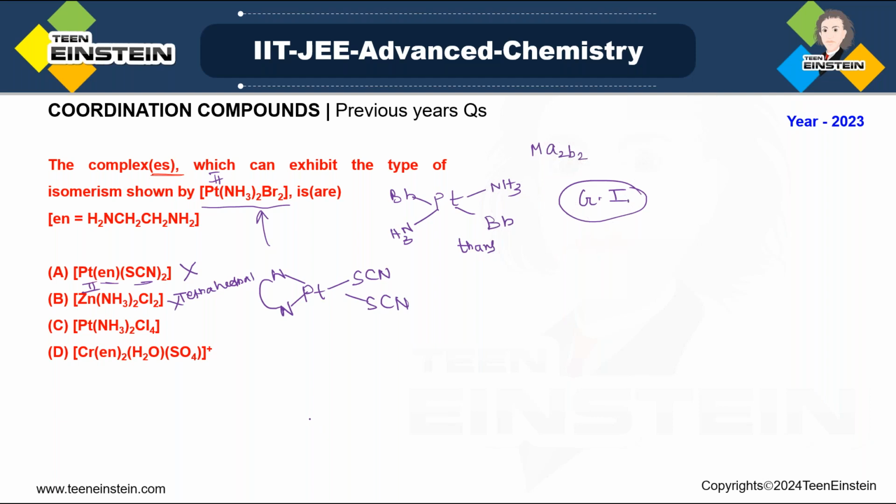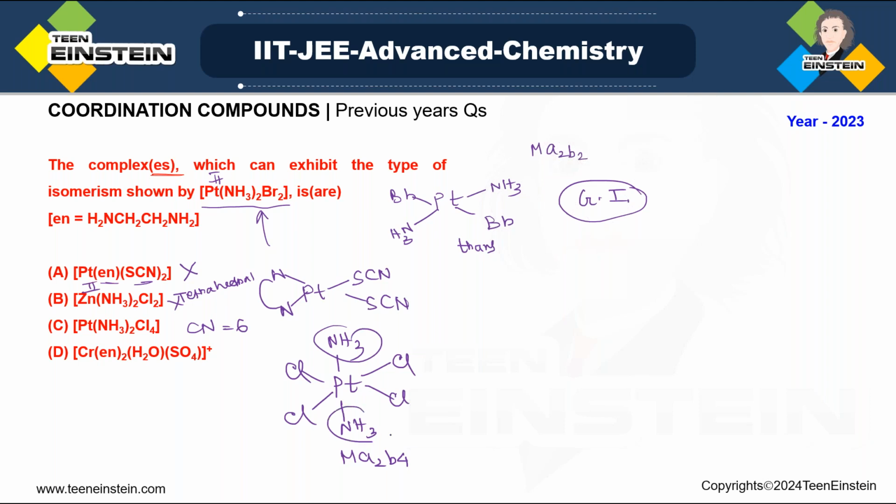Come to the third one, Pt, 2 ammonia and 4 chlorine. Now here coordination number is 6. Now Pt, if I am placing these 2 ammonia 180° to each other and all the chlorine, because there are total 4 chlorine, and here the type is basically MA2B4. So for any MA2B4, if it is octahedral, cis-trans isomerism is possible. Here you can see these 2 ammonia are trans to each other. But suppose if you replace their positions like this, now the 2 ammonia are cis to each other. So that is why here cis-trans isomerism is possible.